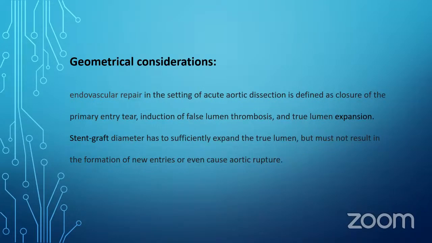Geometrical consideration: an endovascular repair in the setting of acute aortic dissection is defined as the closure of the primary entry tear, induction of false lumen thrombosis, and true lumen expansion. Stent graft diameter has to be sufficient for expanding the true lumen, but must not result in the formation of a new entry or even cause rupture.